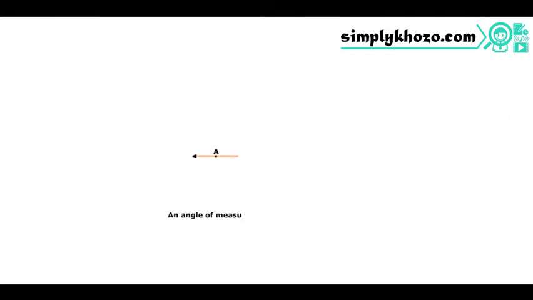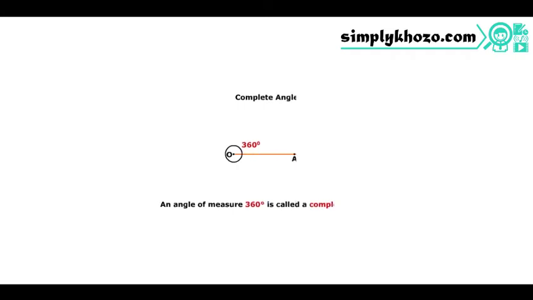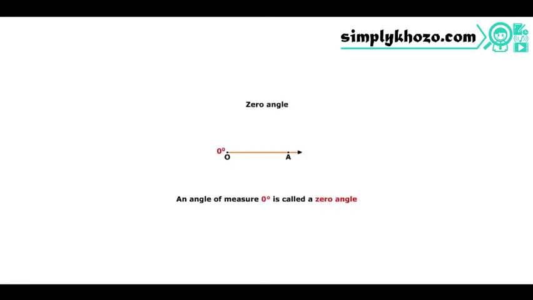An angle of measure 180 degrees is called a straight angle. An angle of measure 360 degrees is called a complete angle. An angle of measure 0 degrees is called a zero angle.